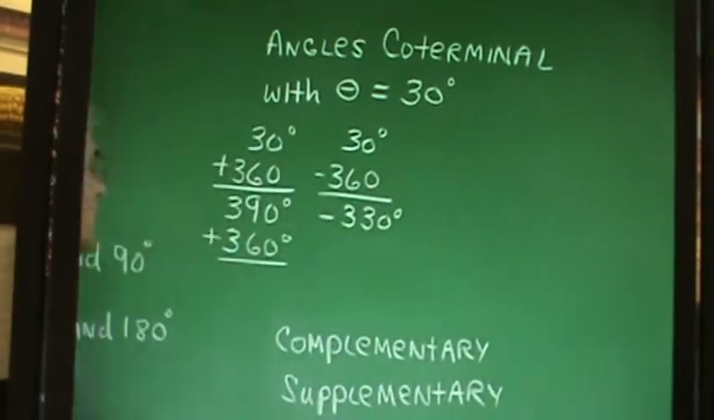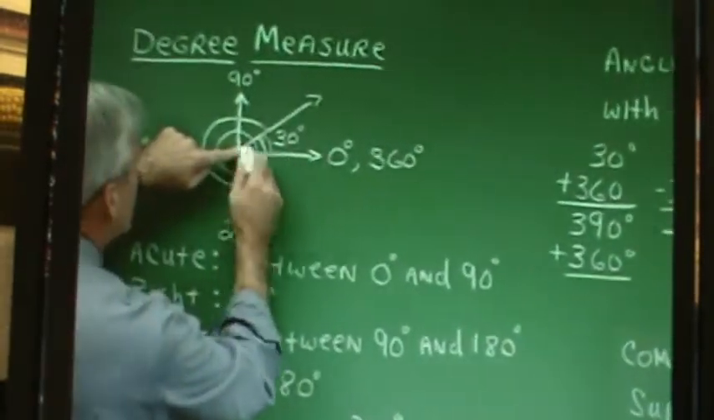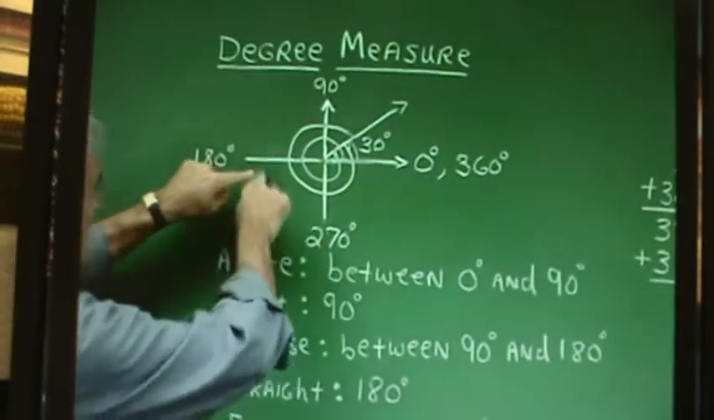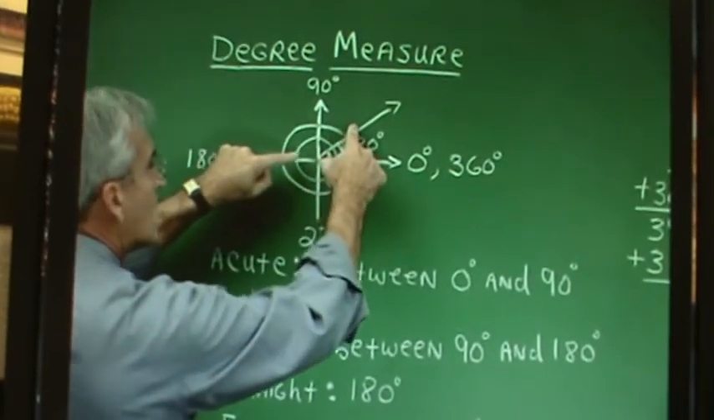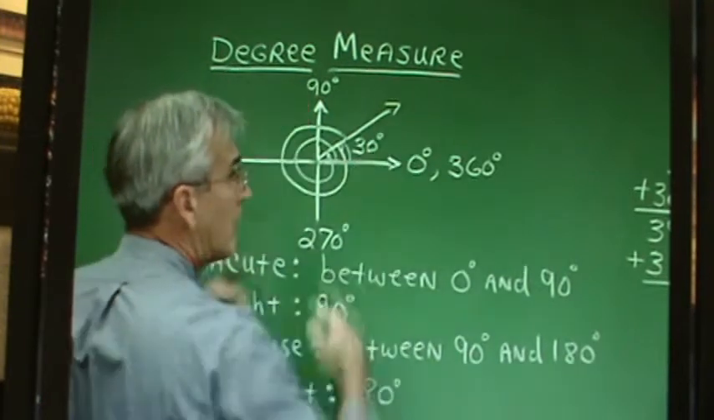Let's verify that over here. It's like we're taking an angle, and here's our initial side, and we're generating it in this direction, you see, all the way to this point, and that's negative 330 degrees. So it's coterminal with that 30-degree angle.